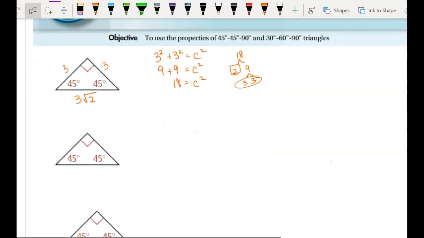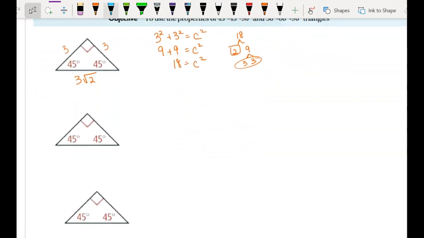Okay, let's do another one. Let's suppose the length of these legs is 5. Again, I'm going to use the good old Pythagorean theorem. So I've got 5 squared plus 5 squared is equal to c squared. 25 plus 25 is equal to c squared. Add those up, so 50 is equal to c squared. I'm going to take the square root.